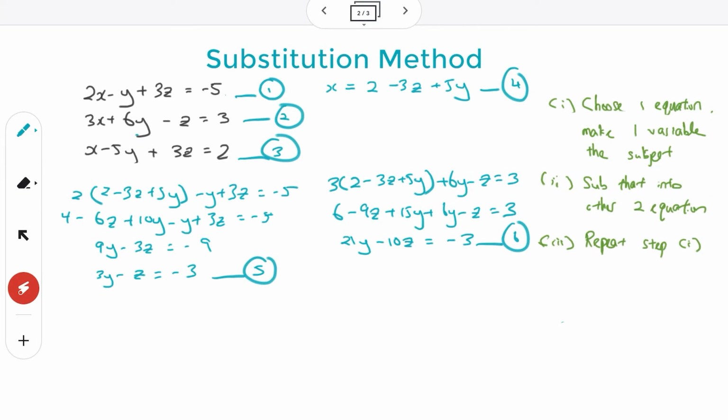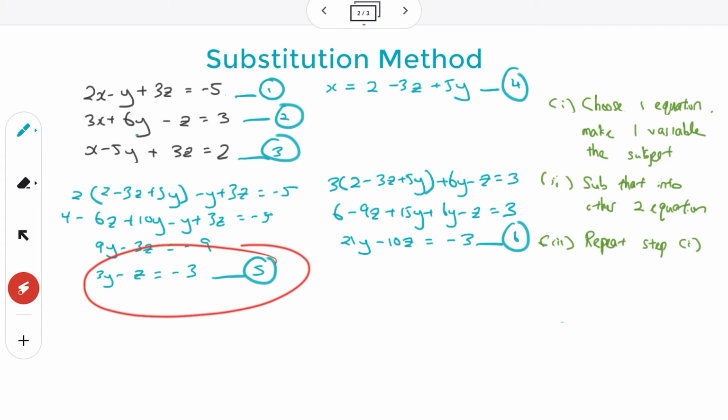All we have to do now is repeat step 1 with these two new equations. Now you'll notice that this is actually just a simultaneous equation where you have only two unknowns, i.e. y and z. We have completely taken x out of these two equations, and now all we have to do is solve for y and z first and circle back to find x later. So all we have to do is choose one of these two and make one variable the subject.